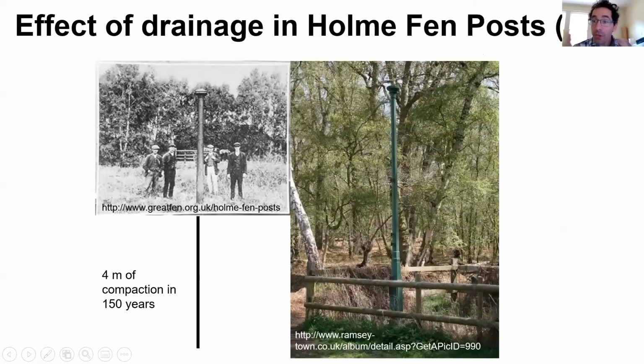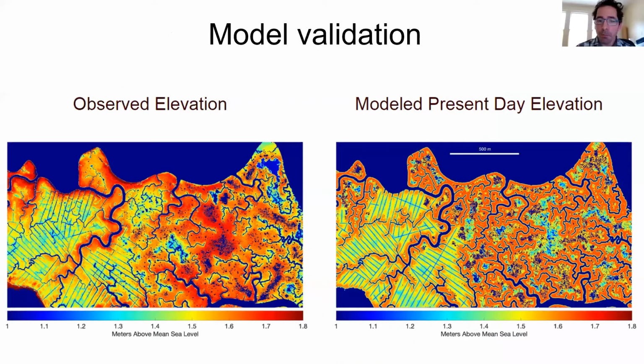And by the way, we know that draining wetlands or bogs or fens lowers the elevation. This is a famous example from the UK, where draining a wetland, more like a terrestrial wetland, lowered the ground by 4 meters in 150 years. So we know this is an effect that exists. We just need to quantify it. So the model, all this process is put together.